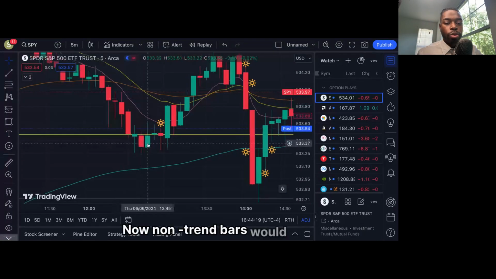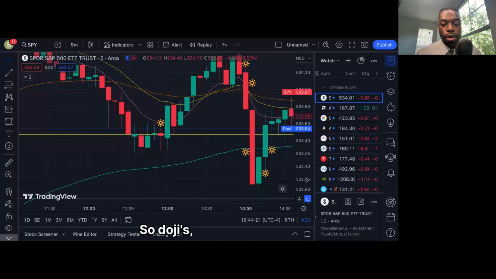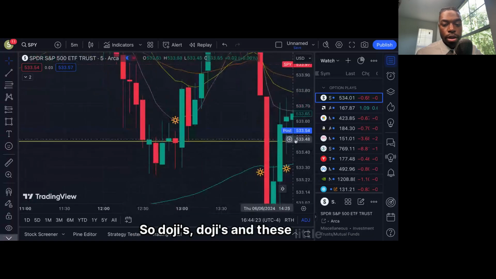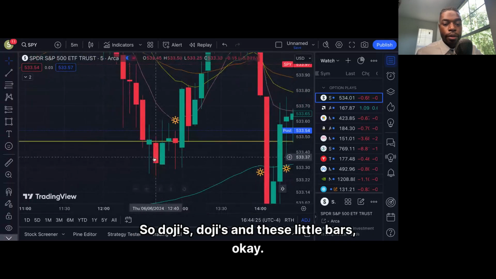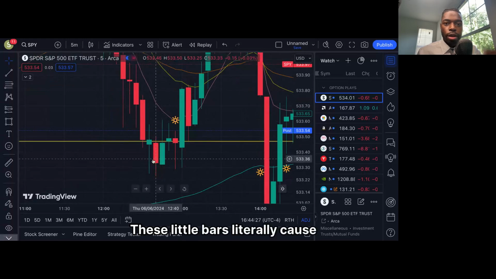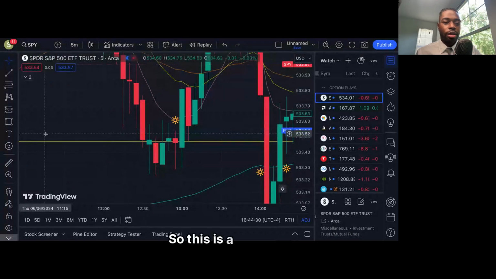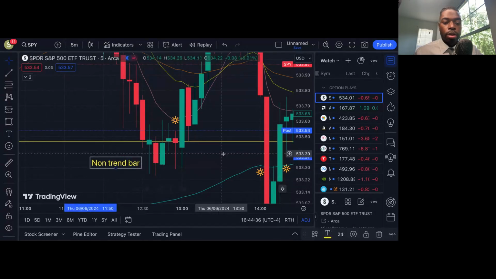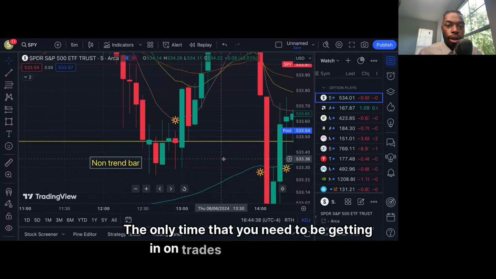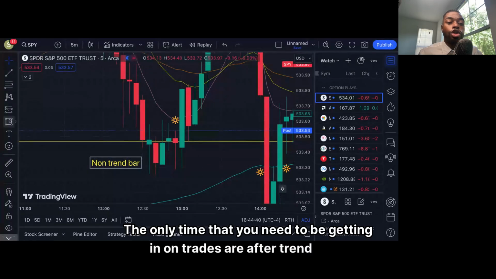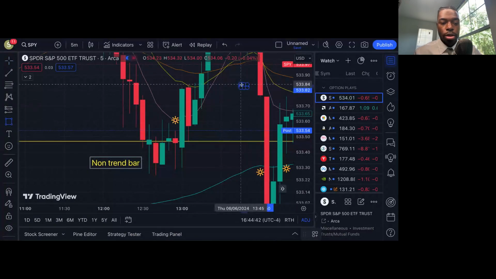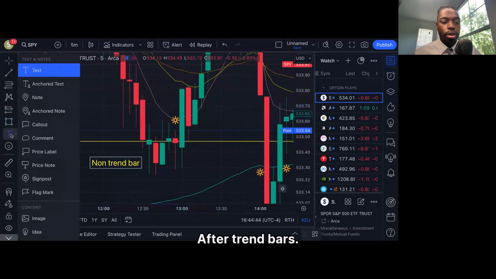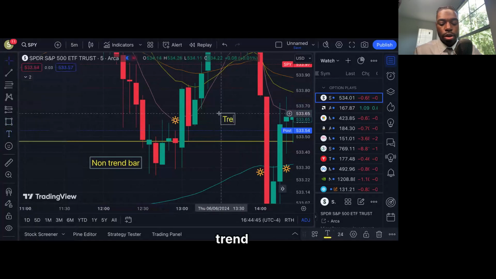Now, non-trend bars would be these bars down here. So dojis, and these little bars, okay? These little bars literally cause price to go sideways. So this is a non-trend bar. The only time that you need to be getting in on trades is after trend bars.